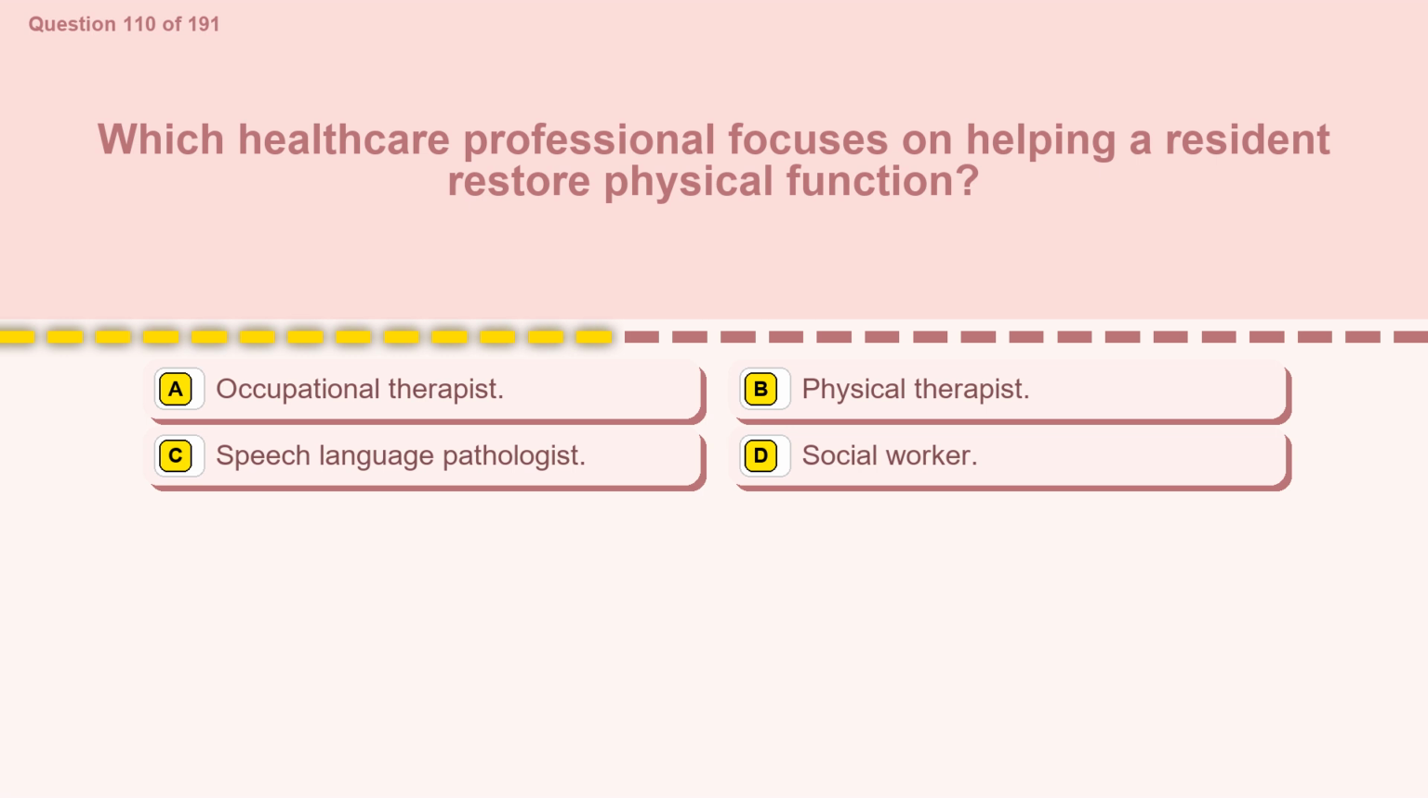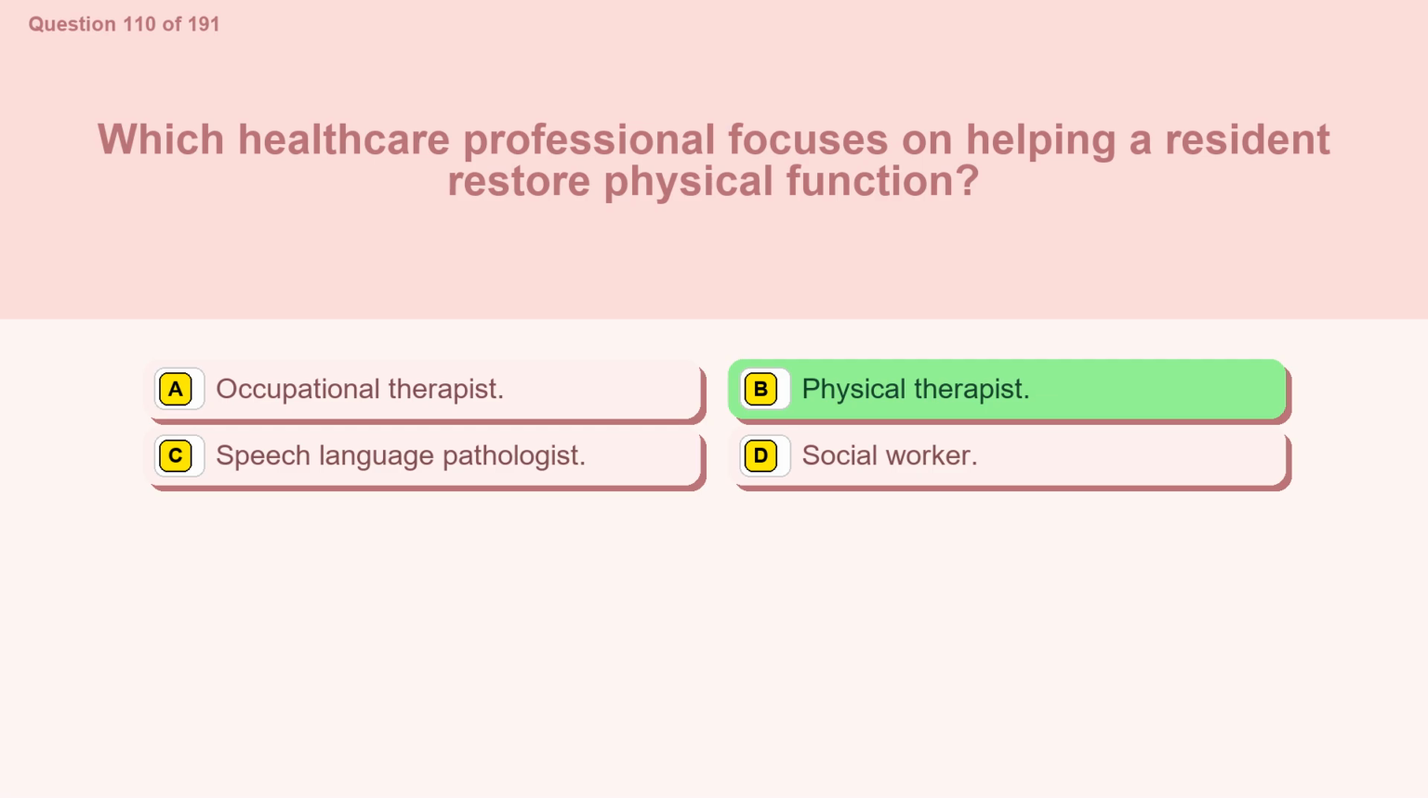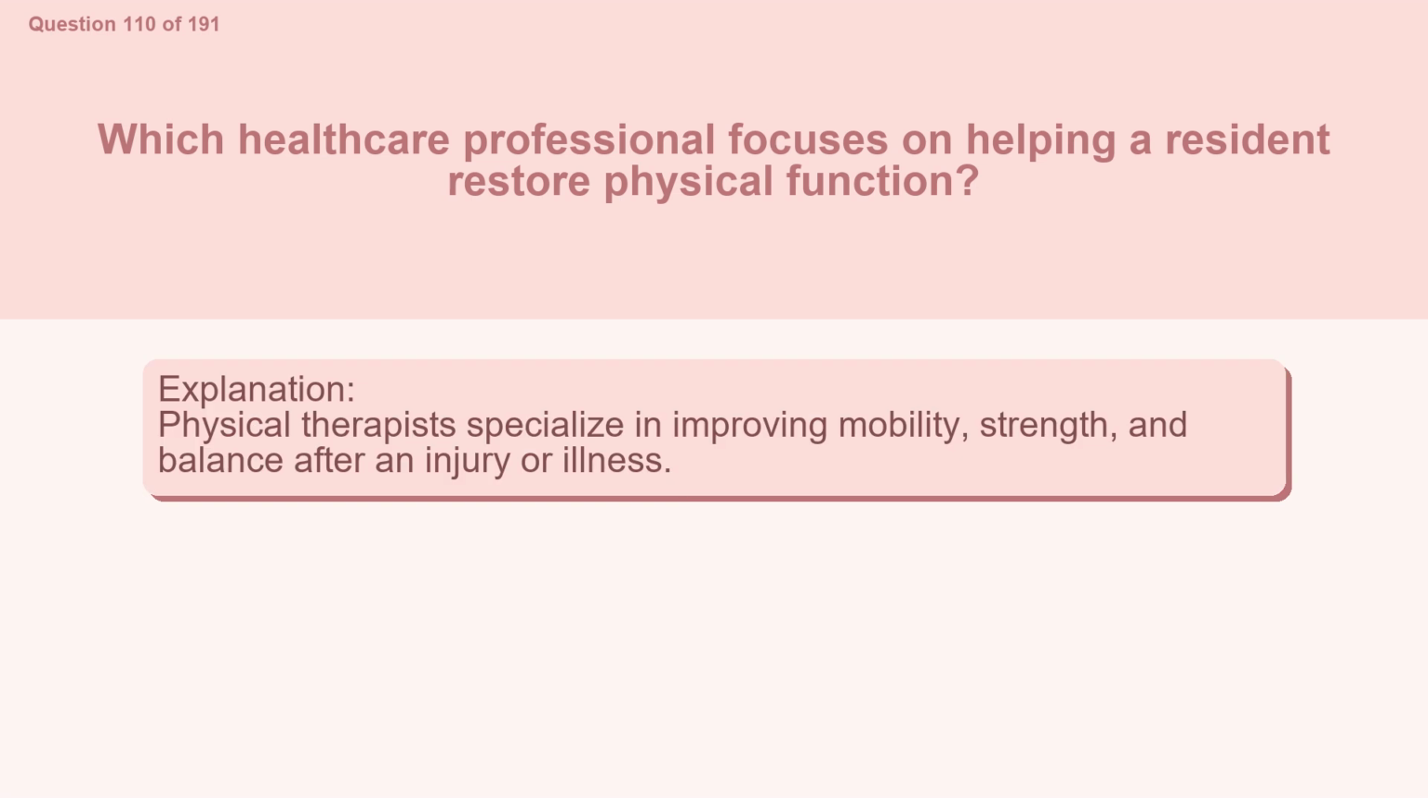Question 110. Which healthcare professional focuses on helping a resident restore physical function? Option A, occupational therapist. Option B, physical therapist. Option C, speech-language pathologist. Option D, social worker. The correct answer is option B, physical therapist. Physical therapists specialize in improving mobility, strength, and balance after an injury or illness.